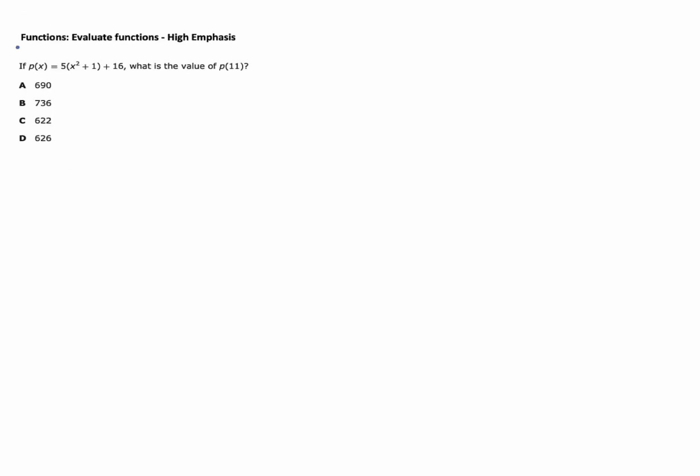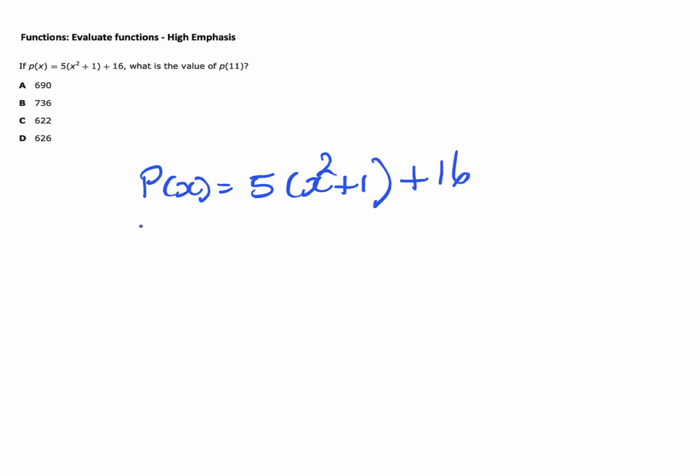The second problem I have here is a functions problem. This is also high emphasis. So on the task test, you have to be able to evaluate a function. So it says if p of x equals 5(x squared plus 1), close the parentheses, and then you have plus 16, and they want you to find p of 11. That 11 represents your x. So wherever you see x, you're going to replace it by 11.